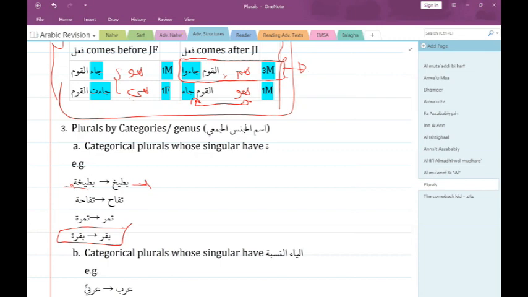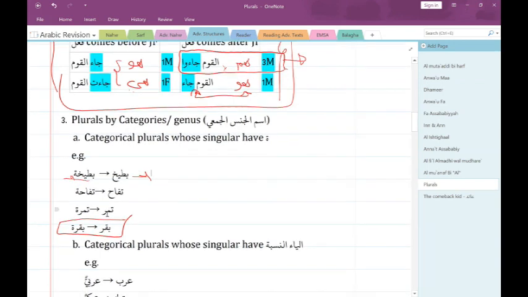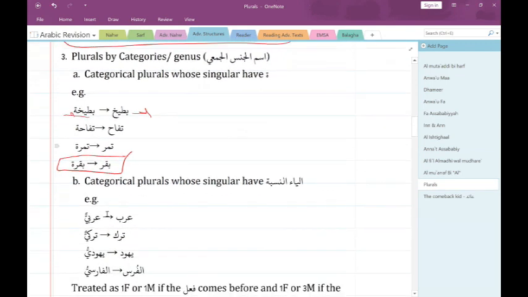Tufahatun, one apple, tufahun, many apples. Tamratun, one date, the one we eat. So date, tamr, dates. Okay, so that's the first category. I think that's pretty straightforward.